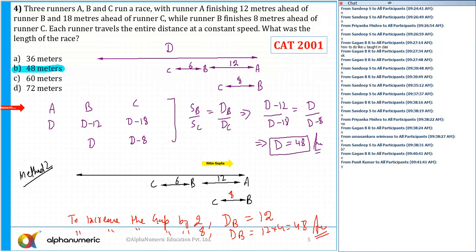Is that clear to all of you? The second method also, please tell me yes or no. Sure. Can I move to the next part then?